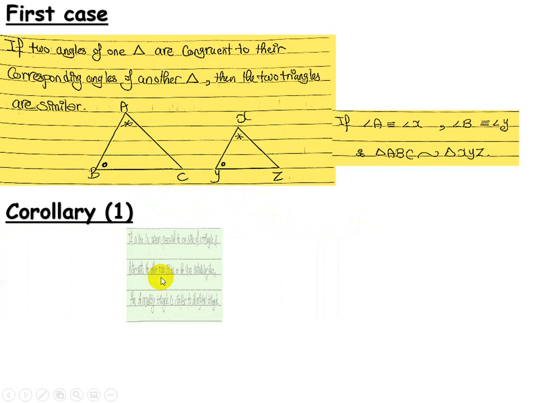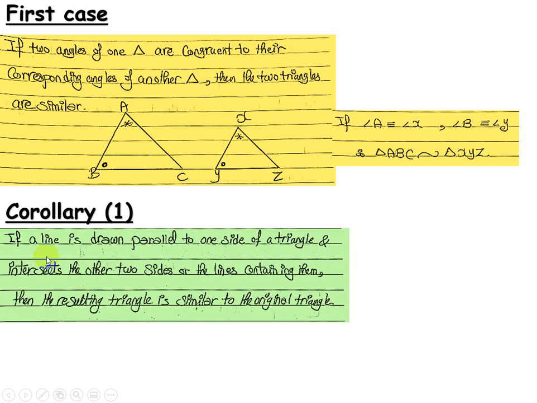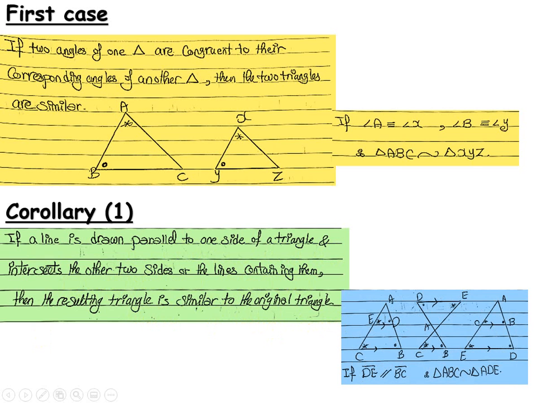Corollary number 1. If a line is drawn parallel to one side of a triangle and intersects the other two sides or the lines containing them, then the resulting triangle is similar to the original triangle. Which means that if you have BC parallel to ED as in front of you, so the triangle ABC is similar to triangle ADE. In the first case, you notice that there exist two corresponding angles, two alternating angles, two corresponding angles.